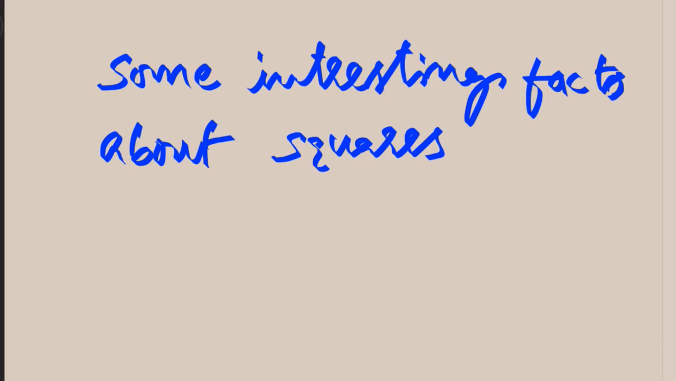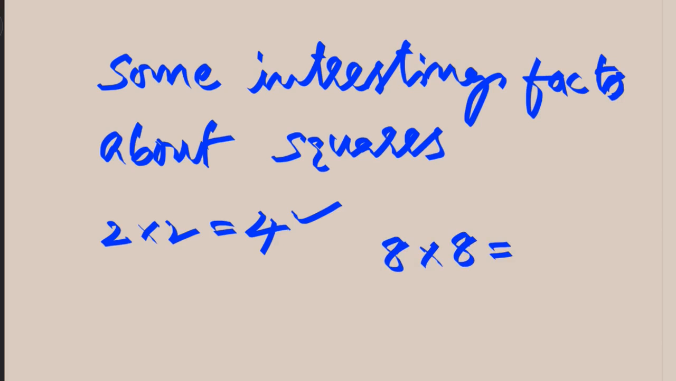Yes, what are squares? The product of any two equal numbers, like 2 into 2, 2 2s are 4. So 4 is the square of 2. For example, one more question they may ask: what is the square of 8? We have to multiply 8 with the same number, 8 8s are 64. So 64 is the square of 8.